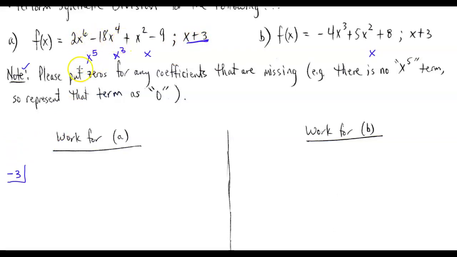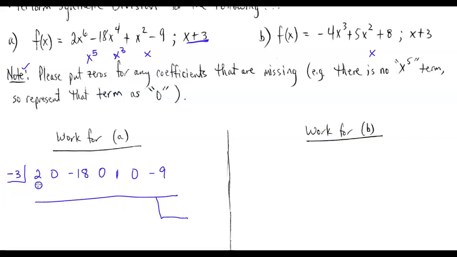And then from here, we write all of our coefficients in order. So our x to the 6th coefficient is 2. We don't have an x to the 5 coefficient, so we put a 0 in its place. -18 is going to be our x to the 4th. 1, and then nothing for x cubed, so we put a 0. 1 for the x squared, nothing for the x, so we put a 0. And then we have -9 for our constant term.